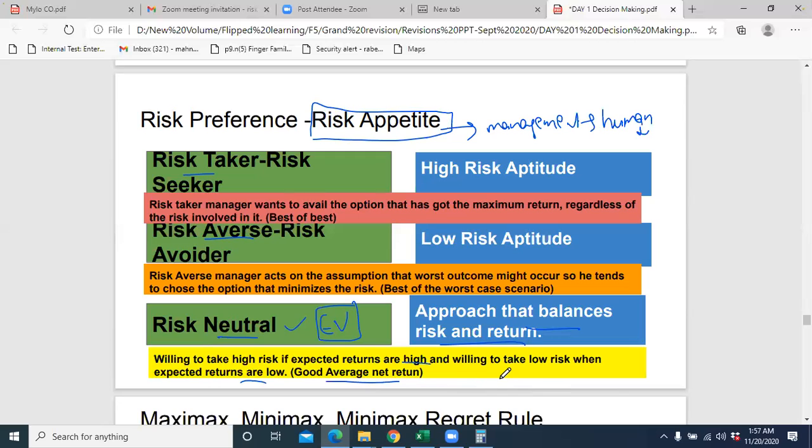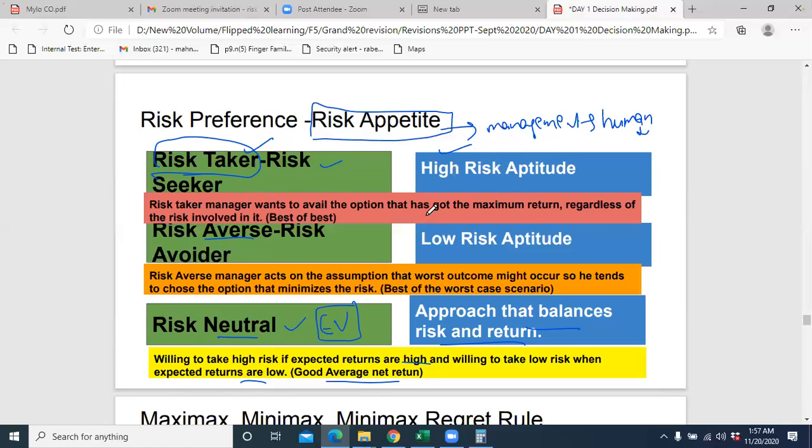Okay, so he's not a person who would just be a risk taker, who would open up a shop in an area he doesn't know about, the customers, or whether the market has potential. He's not a risk taker because he's a risk neutral person. But a risk taker is a risk seeker, right? He takes high risk. He's got high risk aptitude.